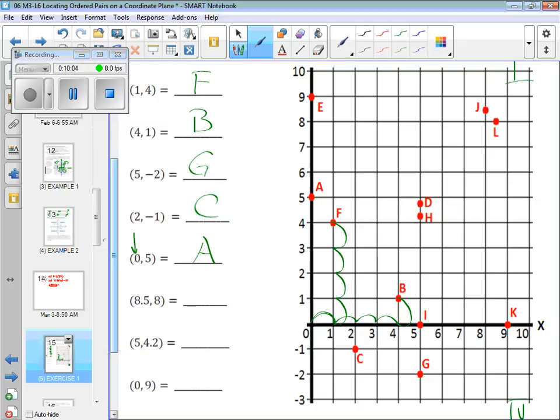What about 8, 5? Give it a shot. Yep, L. Absolutely, both positive. What about 5 and 4, 2? I got H. H sounds good. 0, 9. Let's do a vote. How many say E? How many say K? How many steps am I taking along the x-axis? 0. I'm not moving left or right, but I got to go up 9.